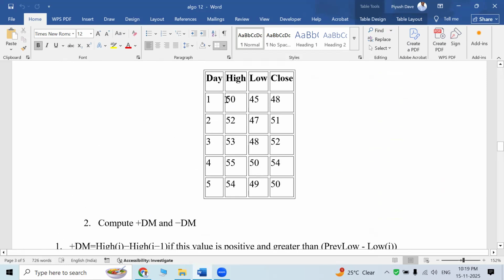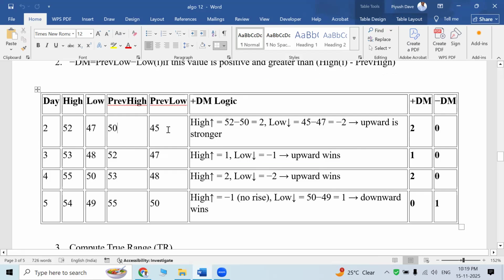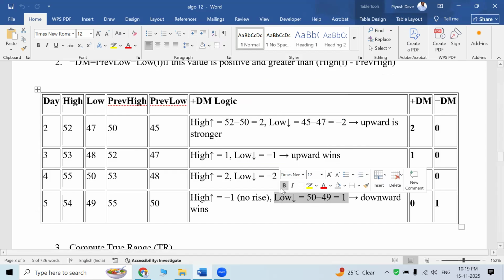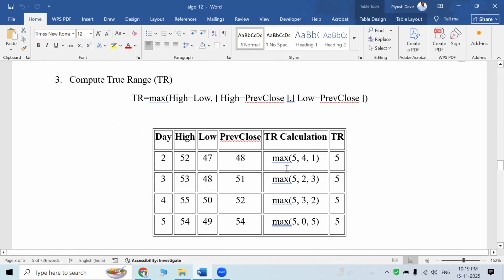We need the number of days of the candle. We will collect the signal and we will subtract high minus previous high, previous low minus current low. And based on that, if the value is coming positive on high side, we consider it as positive direction. Here you can see it is coming negative and this value is coming positive. So we consider the low side wins, that means downward side wins. Now once we get this plus DM and minus DM, we will try to calculate the TR, that is true range. So we will start with day number 5 only.